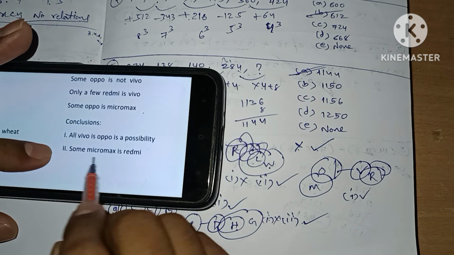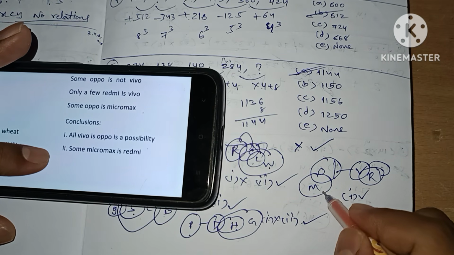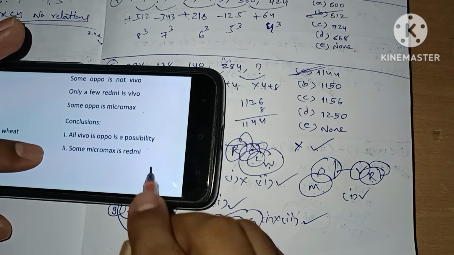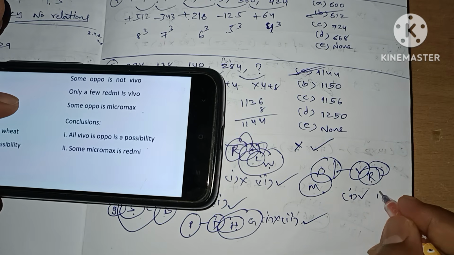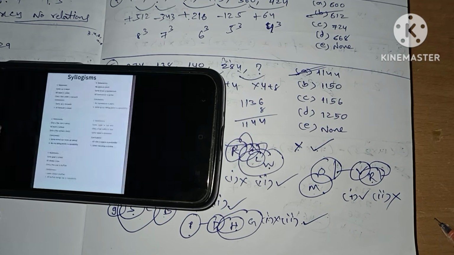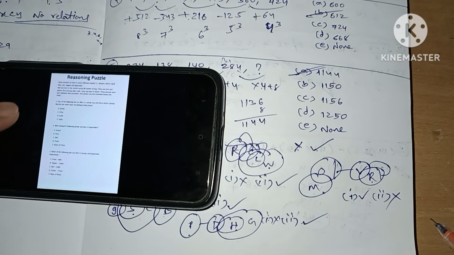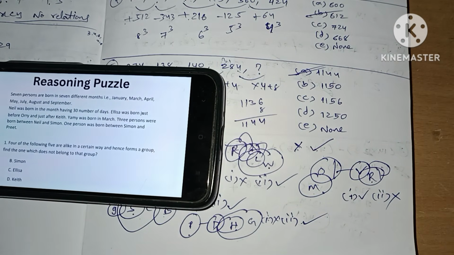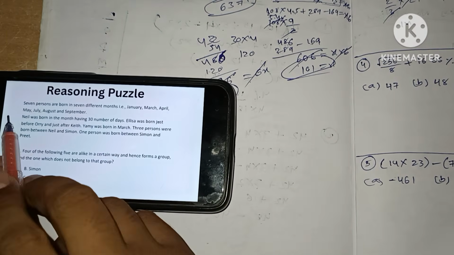Next, some Micromax is Redmi. Some part of Micromax is sharing with Redmi. It is a direct conclusion and there is no direct relation between these two. So second conclusion will be false. Now we are going to see a reasoning puzzle. So let's see this one.